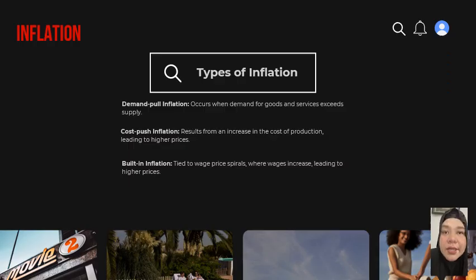Types of inflation. Firstly, demand-pull, which occurs when demand for goods and services exceeds supply. Then the second one is cost-push, resulting from an increase in the cost of production, leading to higher prices. And lastly, built-in inflation, which is tied to wage-price spirals, where wages increase, leading to higher prices. Understanding these types of inflation helps us to see the various factors that can lead to inflation.